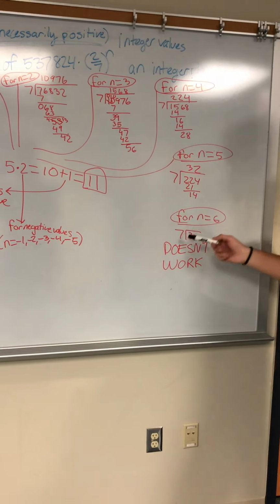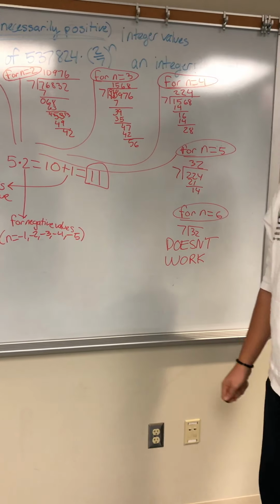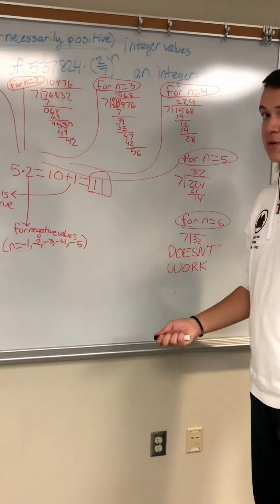And then I tried to do it for n equals 6, but 32 is not divisible by 7, so that's where you stop, because the values don't work anymore.